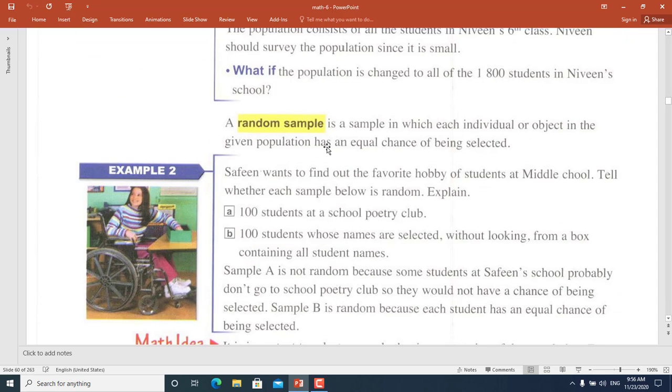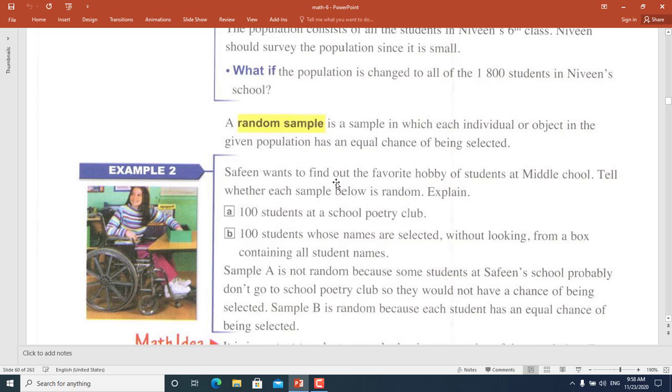A random sample is a sample in which each individual or object in the given population has an equal chance of being selected. That means in a random sample, they have the same chance to be selected. So example 2 is about knowing whether it's a random sample or not.